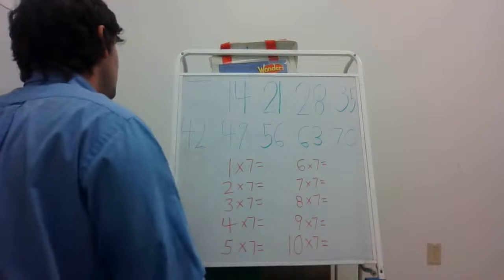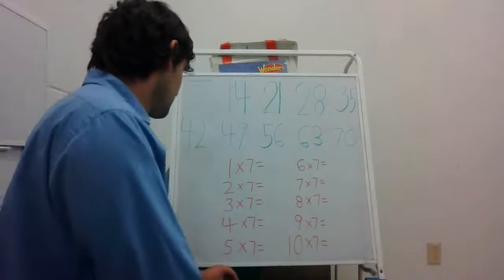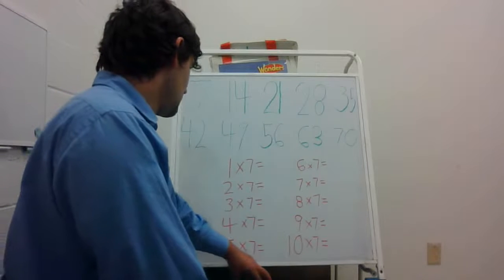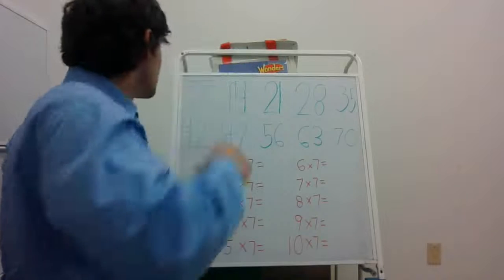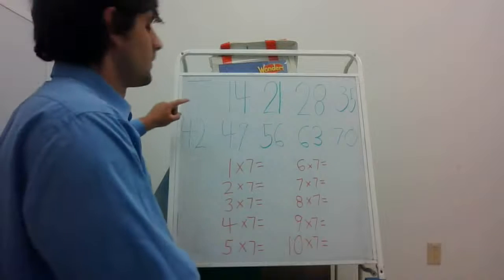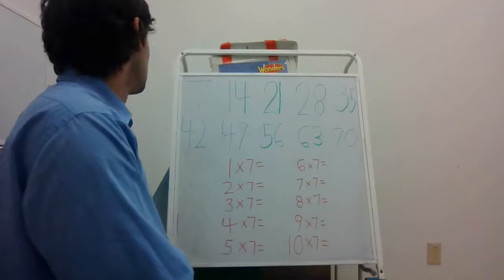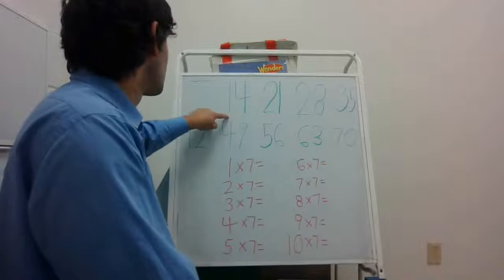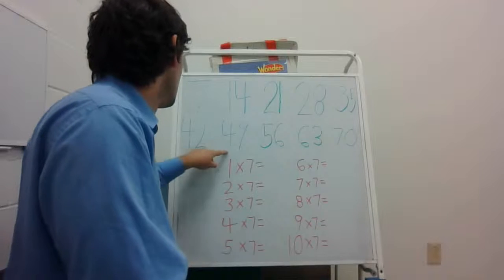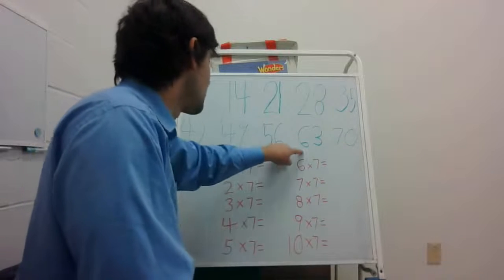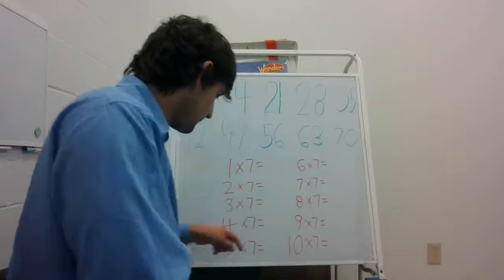All right, here we go. We ready? Ready, and here we go. 7, 14, 21, 28, 35, 42, 49, 56, 63, 70.